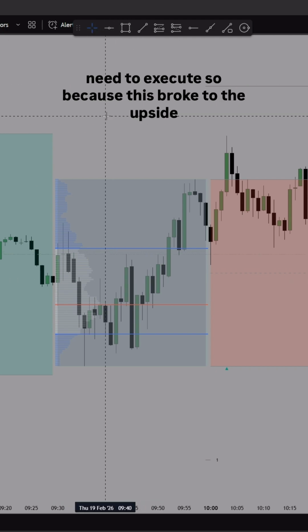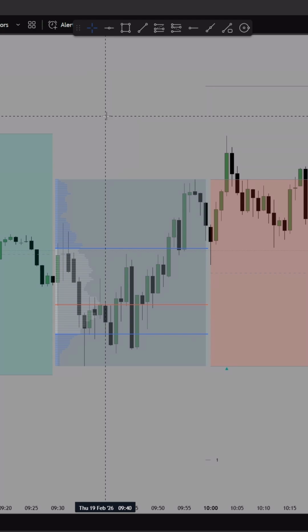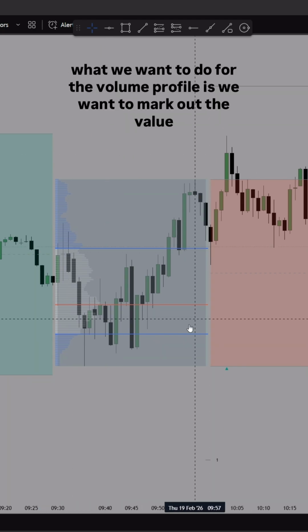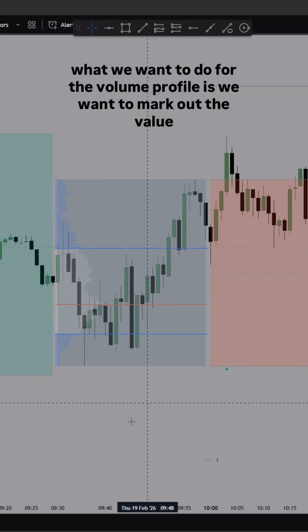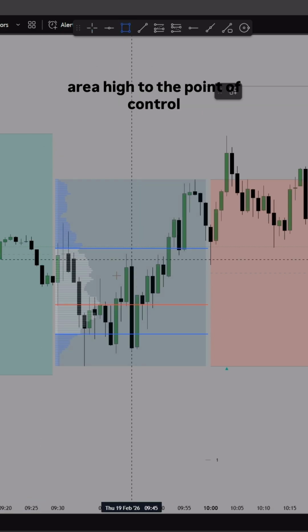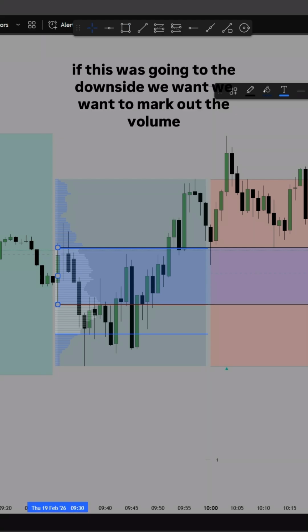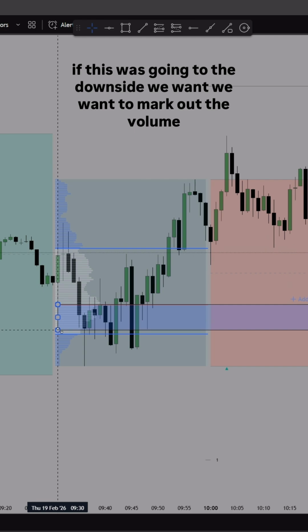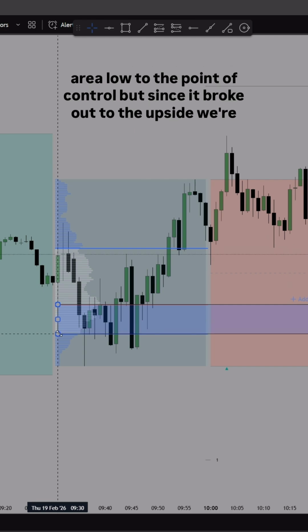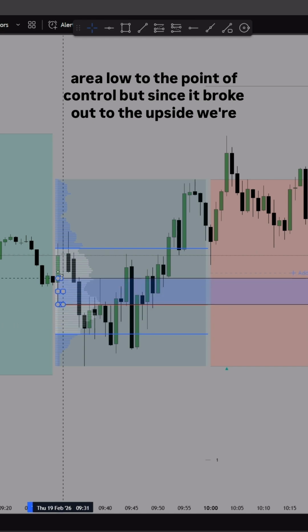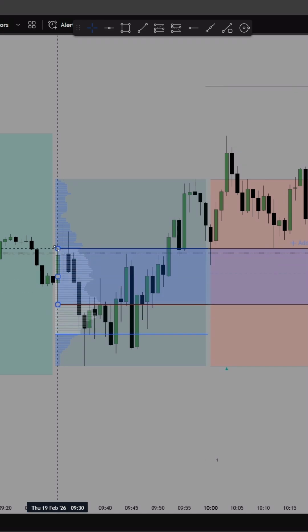Because this broke to the upside, what we want to do for the volume profile is mark out the value area high to the point of control. If this was going to the downside, we would want to mark out the value area low to the point of control. But since it broke out to the upside, we're going to use the value area high.